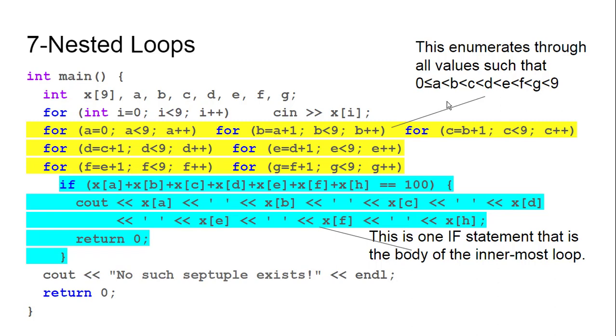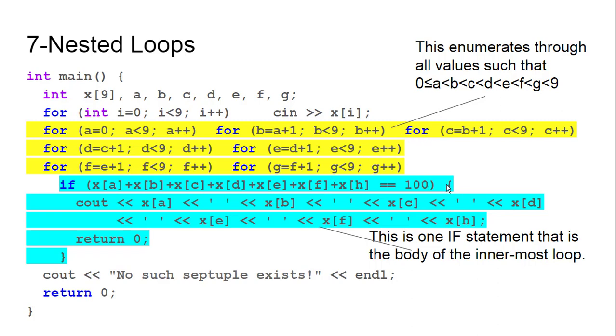And also, we're not going to have the situation where A equals B, because B always starts as 1 bigger than A. Similarly, C starts with B plus 1, and D starts with C plus 1, and so on. So this is a programming idiom that loops over all combinations of values in some range, all pairs or all triples, in this case all 7 tuples of indices.